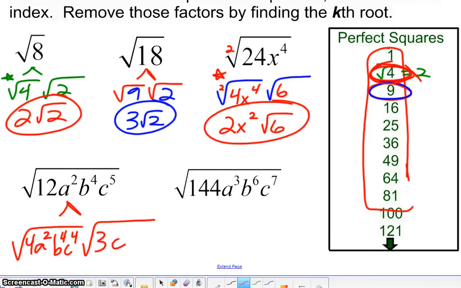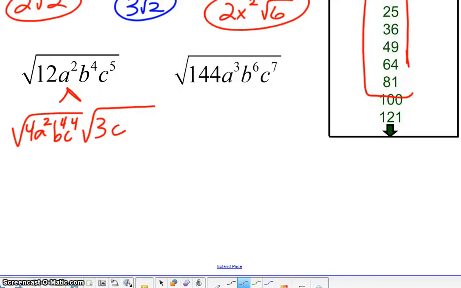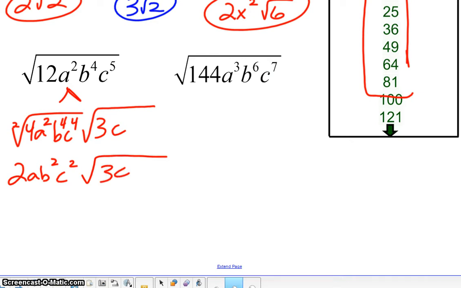Now, when we simplify, we know that the square root of 4 is 2. 2 divided by 2 is 1. 4 divided by 2 is 2, and 4 divided by 2 is 2. And 3c is what's going to have to be left over that we cannot simplify.